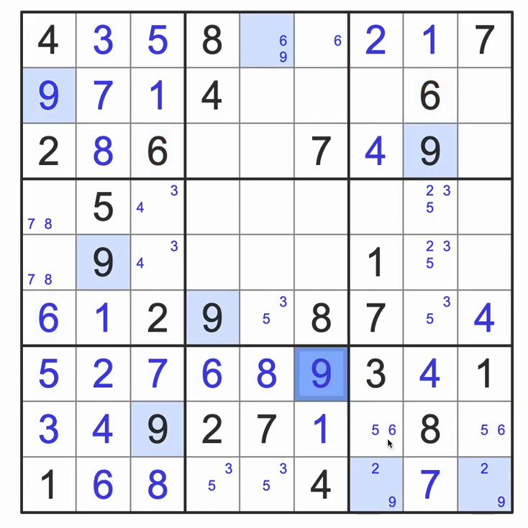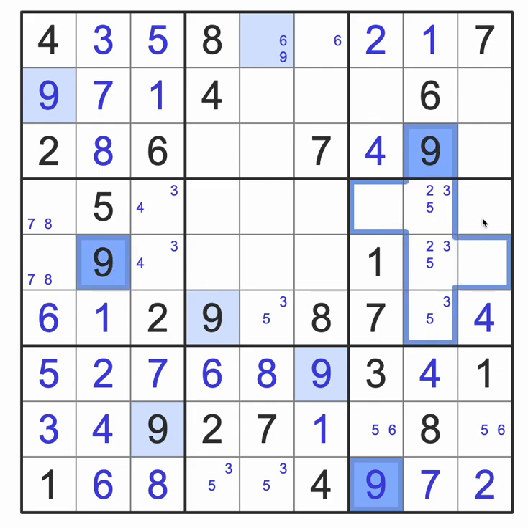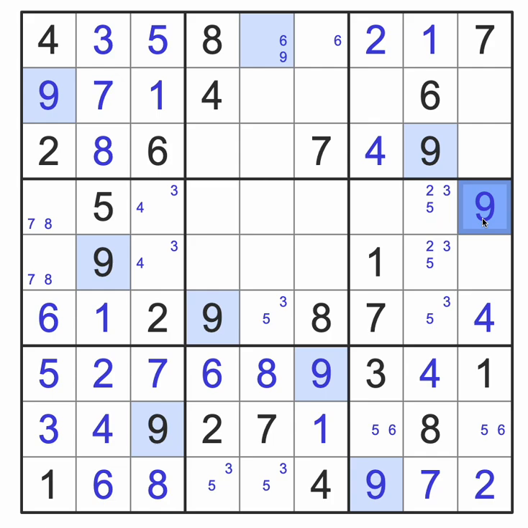And I just realized I missed this cell. It's blocked by 2 here. So this is 9 and this is 2. And 9 blocks here. This 9 blocks these. This 9 blocks here. Gives me 9 here. And this 9 has already made this cell 6. And that gives me 9 here.